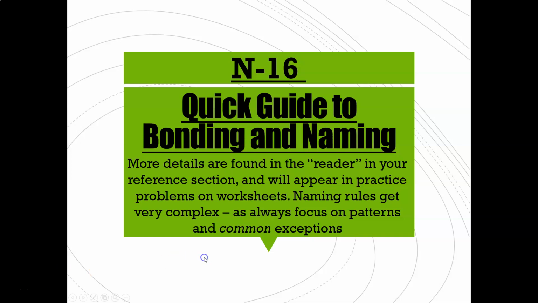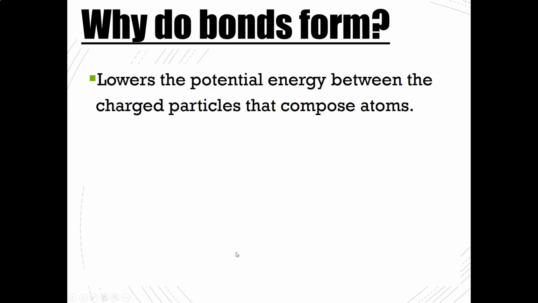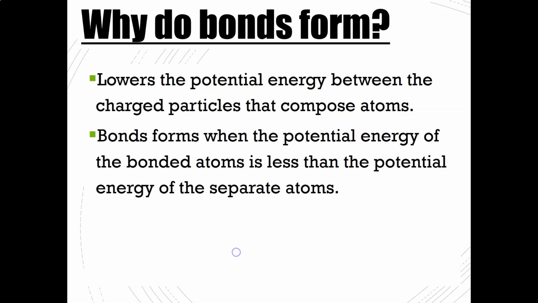Okay, so first let's just think for a moment, why do bonds even form? Why do atoms even bond together? The reason is because it's going to lower the potential energy between the particles, and the bond is going to form when that potential energy is at its lowest point. A more everyday way to explain that is that it's what happens when they're the most stable. They're going to bond at the point at which they're the most stable.